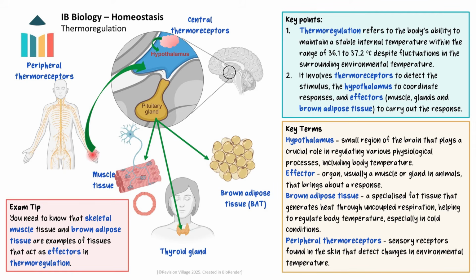The hypothalamus compares the information with the body's temperature set point. If it detects that the body is too cold or too hot, it activates the appropriate effectors. Together, these systems form a precise negative feedback loop that maintains core temperature within the safe range required for normal enzyme activity and metabolic function.